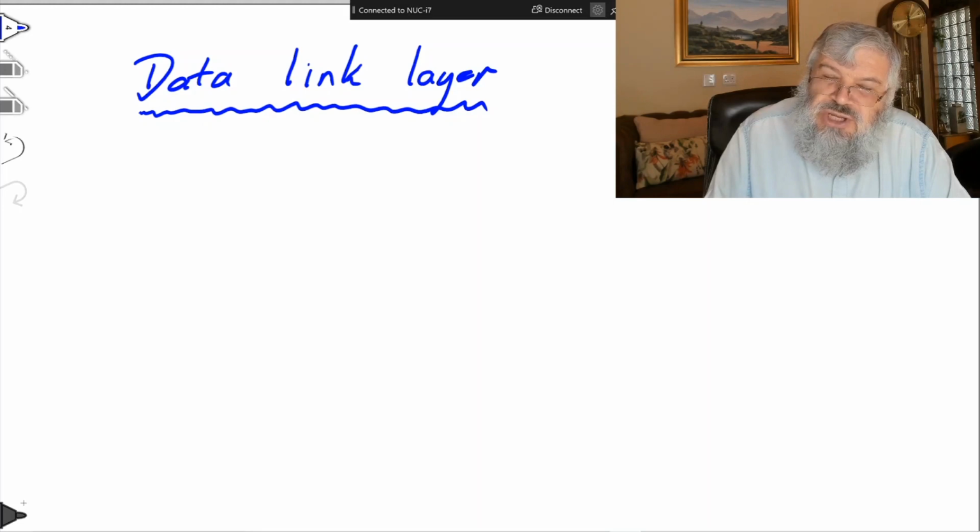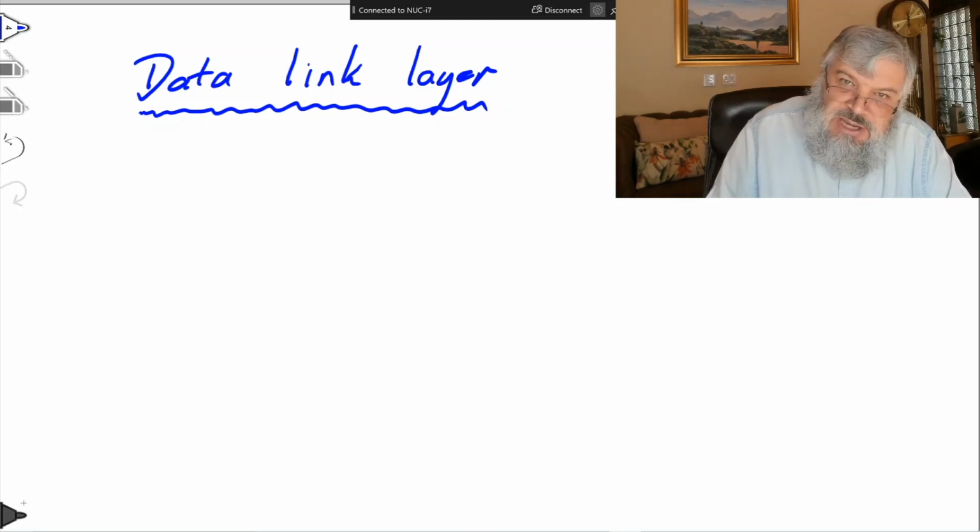What are the challenges of managing a link? In other words, what needs to be done so that a physical link can transport logical data across that physical link? Well, one of the first challenges we need to look at is that of data delineation.